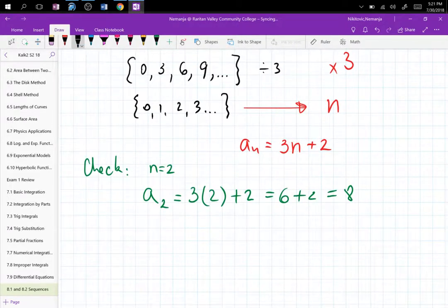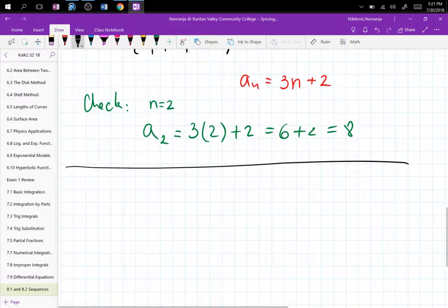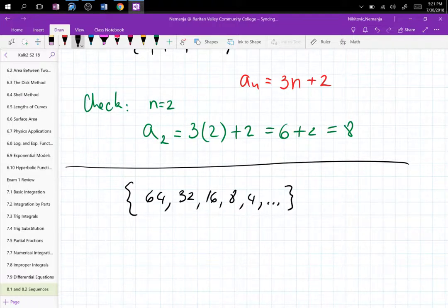Let's try one more of these, and this time it should be a little bit spicier. Let's go with spicy. You got this, right? So again, write the formula. I will give you the sequence: 64, 32, 16, 8, 4, going on forever. Let's see what you get.